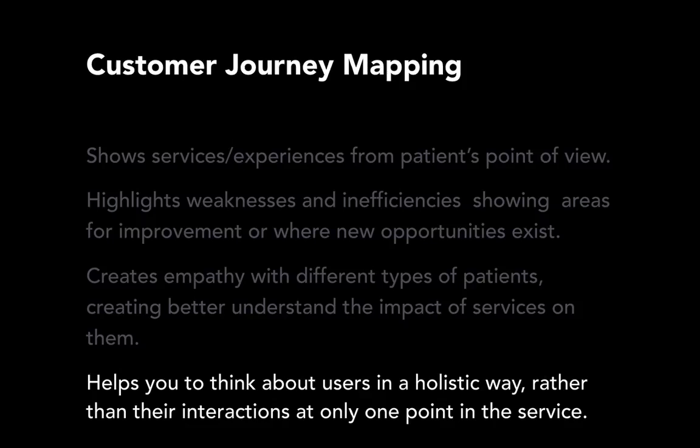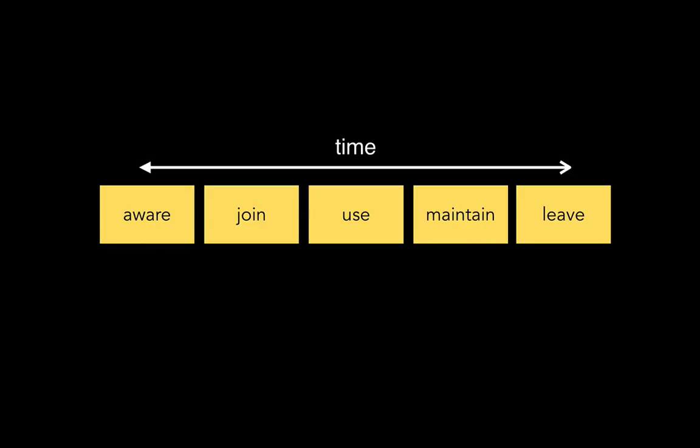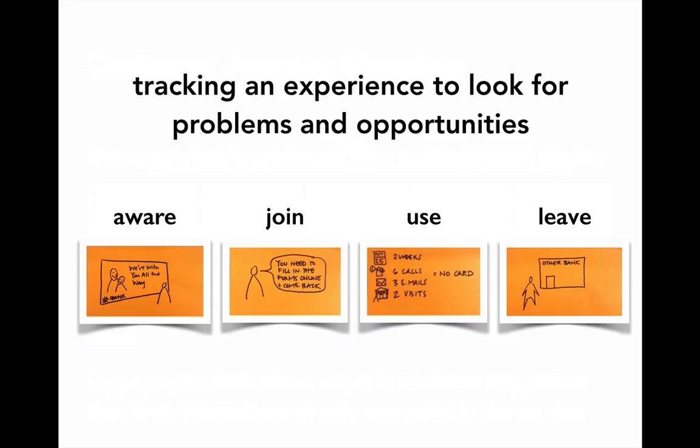Often in services we run, we know what happens when we interact with service users, but we can be a little bit hazy about what goes on before they come to us and after they leave us. So we're looking at a person's experience over time, how they become aware of a service, how they join it, how they use it, how they might maintain or grow that use, and then ultimately how they leave it. So we're tracking an experience to look, as I said, for problems and opportunities. So in that aware moment, the join moment, the use and the leave.